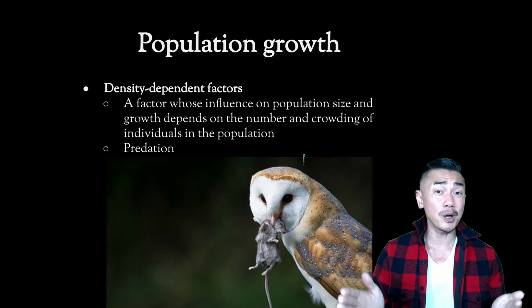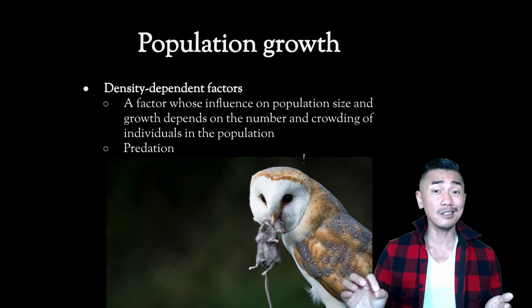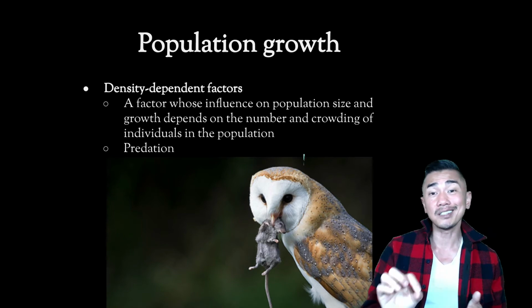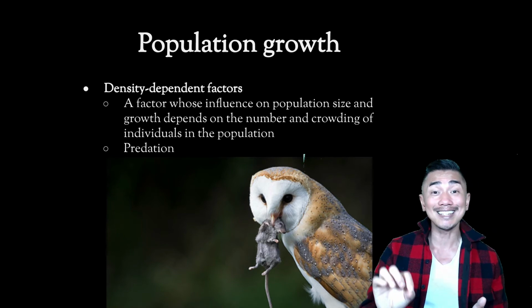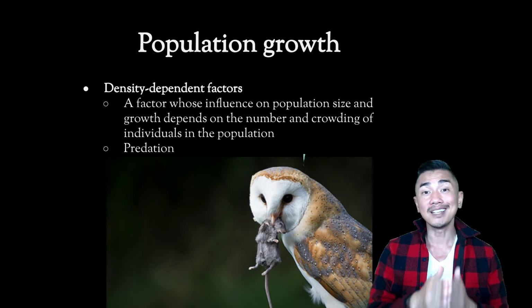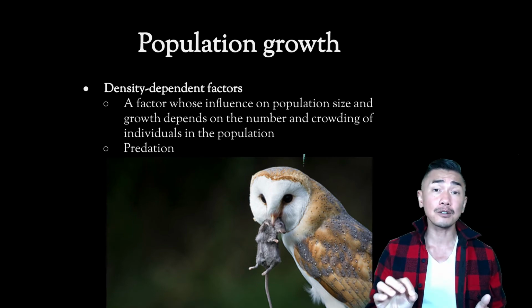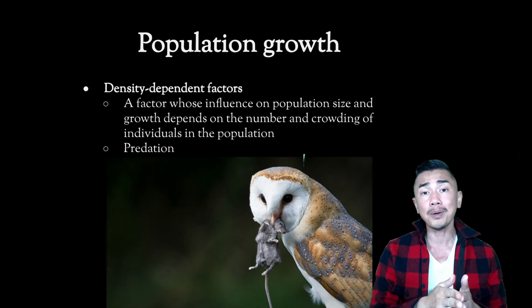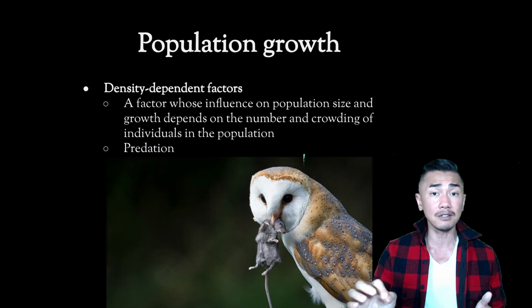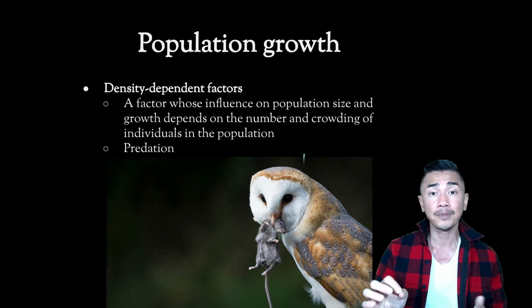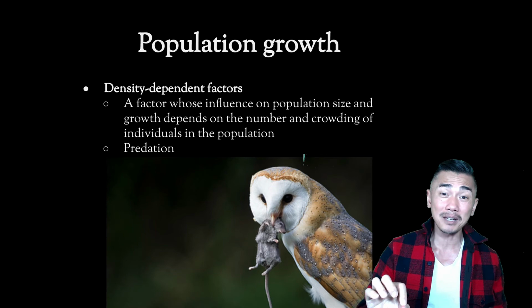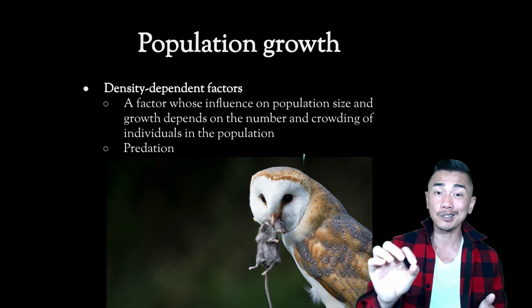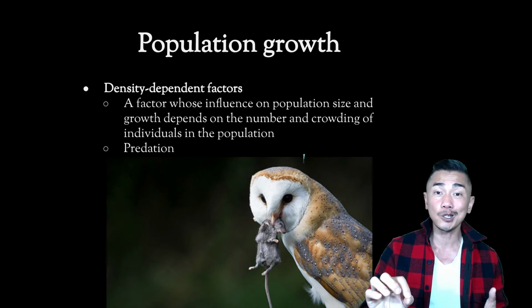There are different ways in which we can look at the factors that influence population growth. One is by dividing them into density-dependent factors and density-independent factors. Density-dependent factors are factors whose influence on population size and population growth depend on the number and crowding of individuals within the population. An example of a density-dependent factor is predation. When population size increases, predation becomes easier and more frequent.